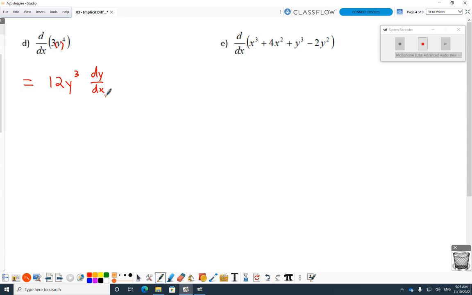Maybe your brain's making a little click now. It goes, okay, so if the variable is not what I'm taking the derivative with respect to, all I have to do is take the derivative like normal, 12y cubed, then multiply by dy by dx, and that is completely right. It's really just chain rule. I'm chain ruling this thing, and I have to take the derivative of the inside as I go along.